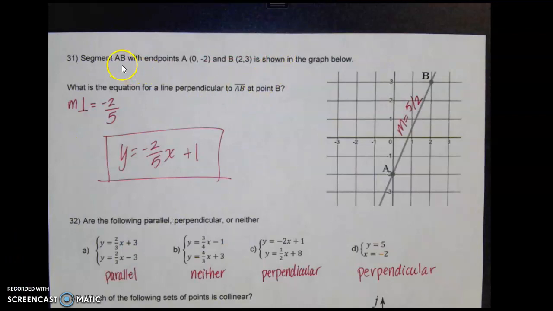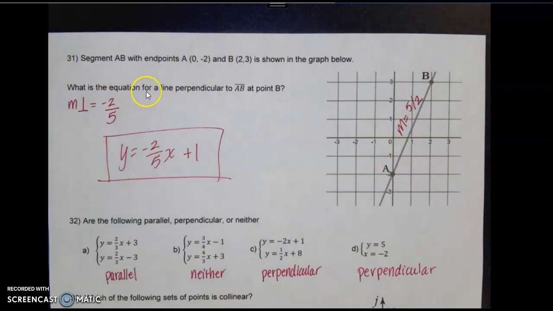Number 31, it says segment AB has the following endpoints. So a couple of different things we can do here. Now, it gives us the points 0, negative 2, and positive 2, 3. They're shown here. You can do the slope formula if you want to. I personally think it's easier to count the rise over the run. I noticed it went up 5 and over 2, so this line has a slope of 5/2.